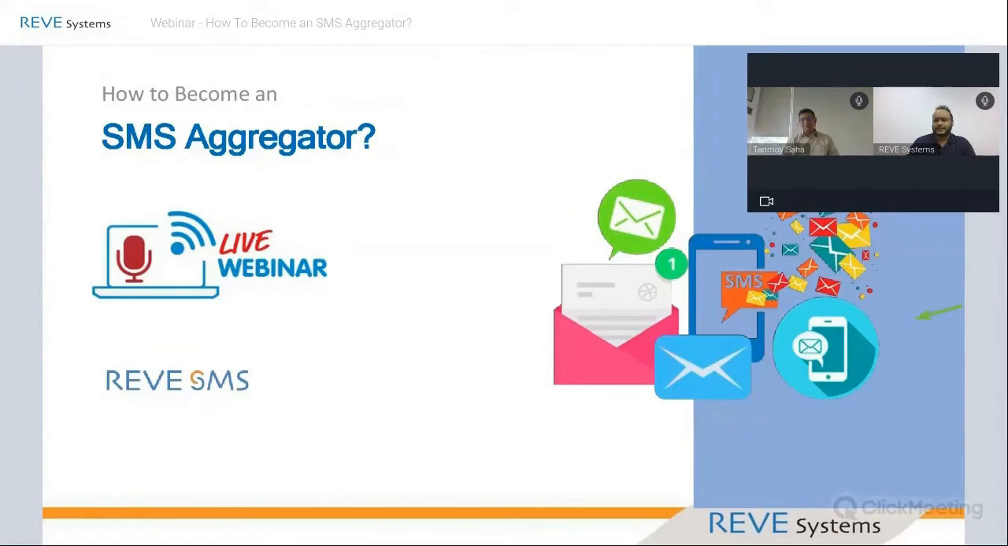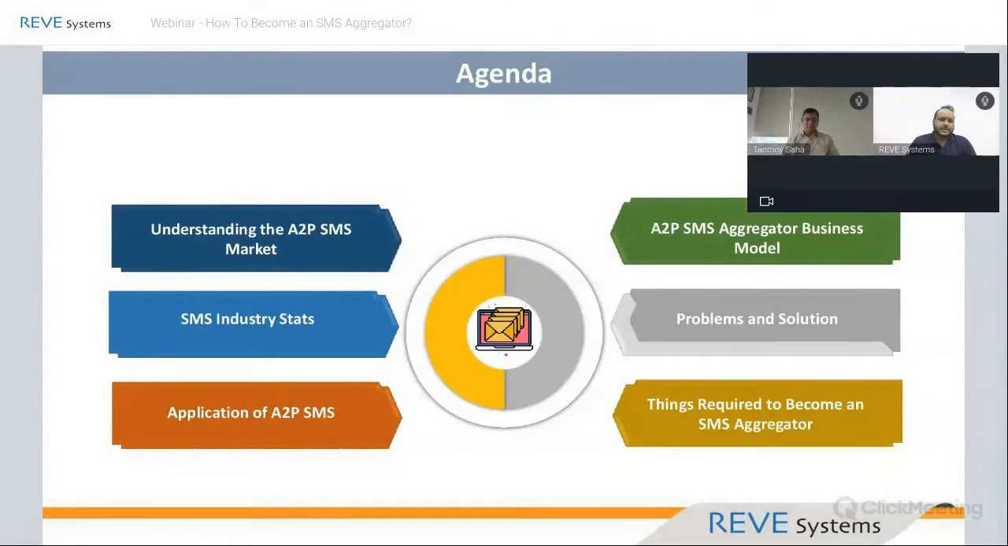So to make it fast, let me take you through the agenda of this webinar. The agenda of this webinar is to understand the A2P SMS market. We will also explain various types of SMS industry stats, and the application of A2P SMS, where A2P SMS applies. Then we will tell you about the A2P SMS aggregator business model, which is what the webinar is about. Then we will discuss the problems and solutions associated with this SMS aggregator business. Then we will explain in detail the things required to become an SMS aggregator, from the software side, the problem side, the solution side, from every angle. Our product expert Tanmay will tell you about this.